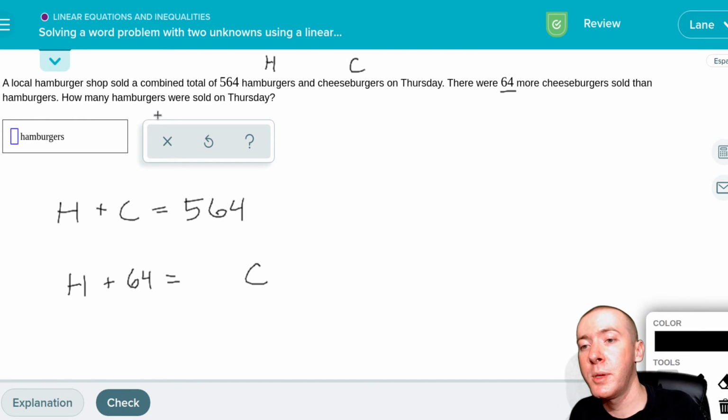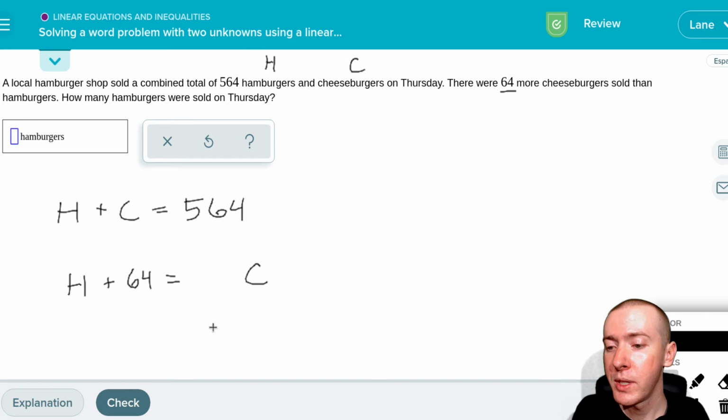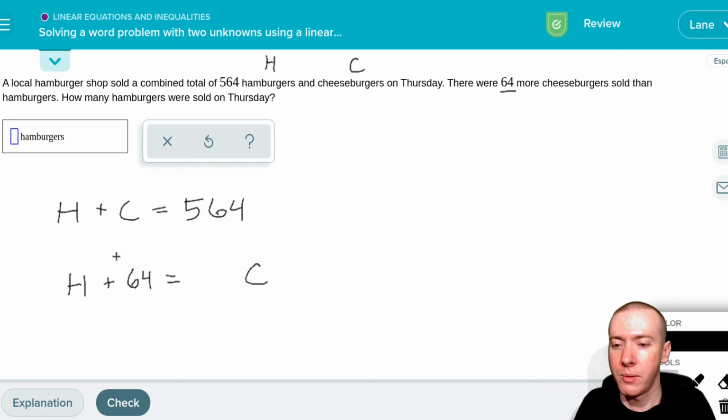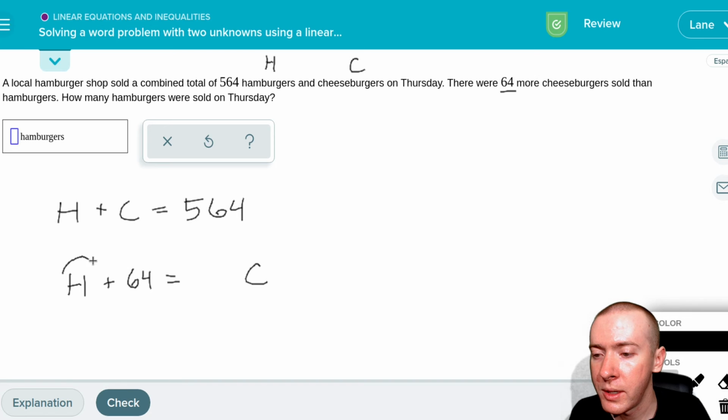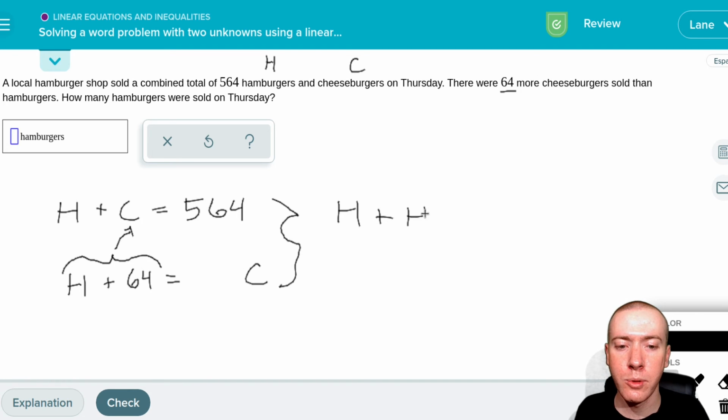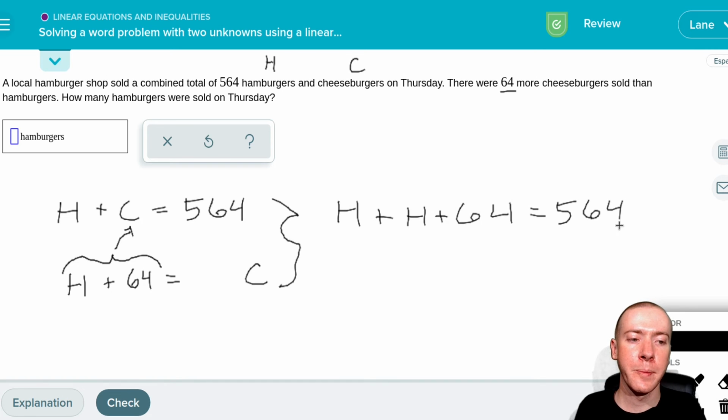The problem says, how many hamburgers were sold on Thursday? So we're going to combine these equations and we're going to try to leave the variable H in there. What that means is we need to substitute for the variable C. Since C equals H plus 64, we can write H plus 64 instead of C. So combining these two equations, we would get H plus, what is C? C is equal to H plus 64. So H plus H plus 64 equals 564.